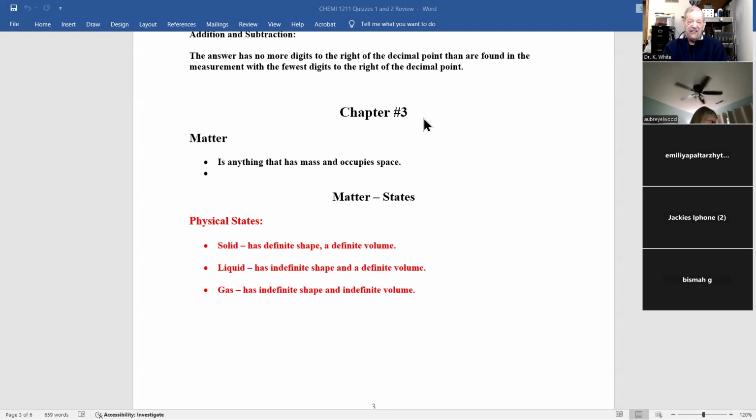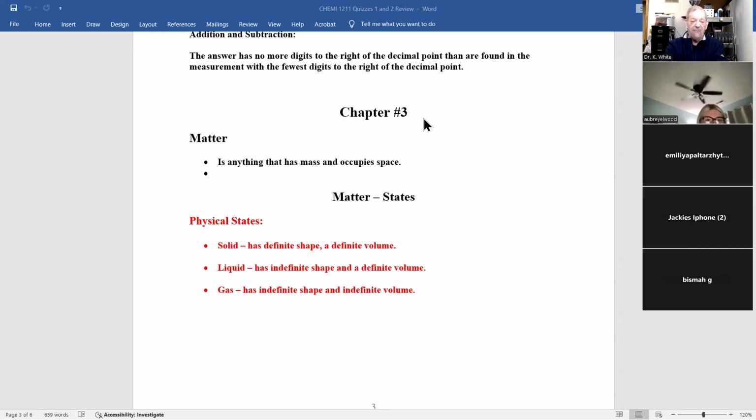All right, chapter 3. We started getting into chemistry. First thing is, chemistry involves studying matter. And the question is, what's matter? That's anything that has mass, meaning has weight, and occupies space.